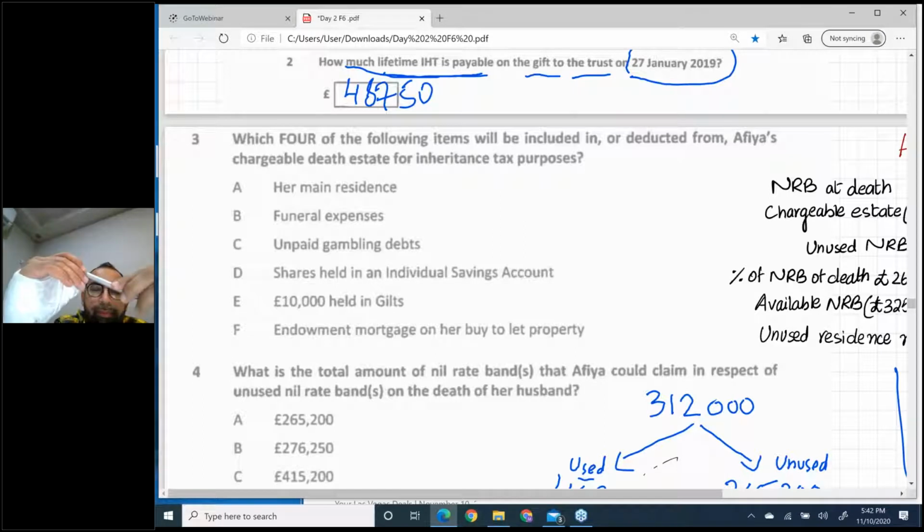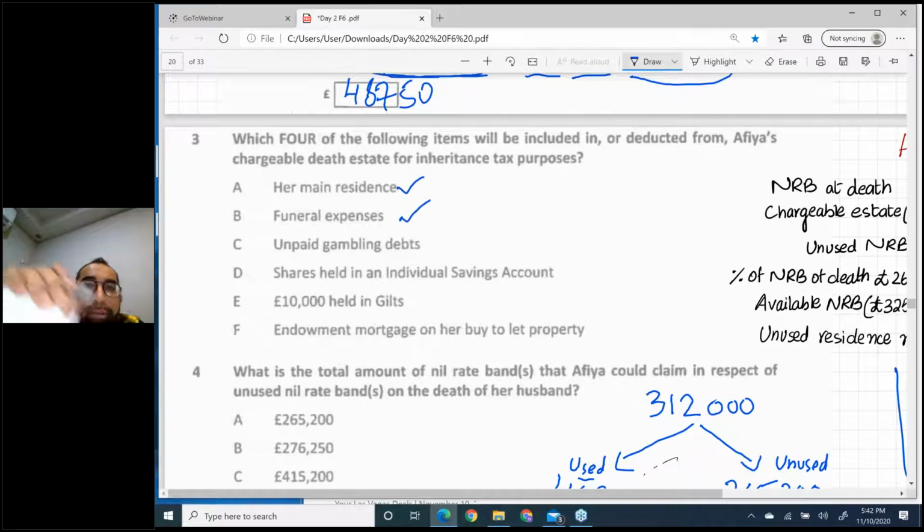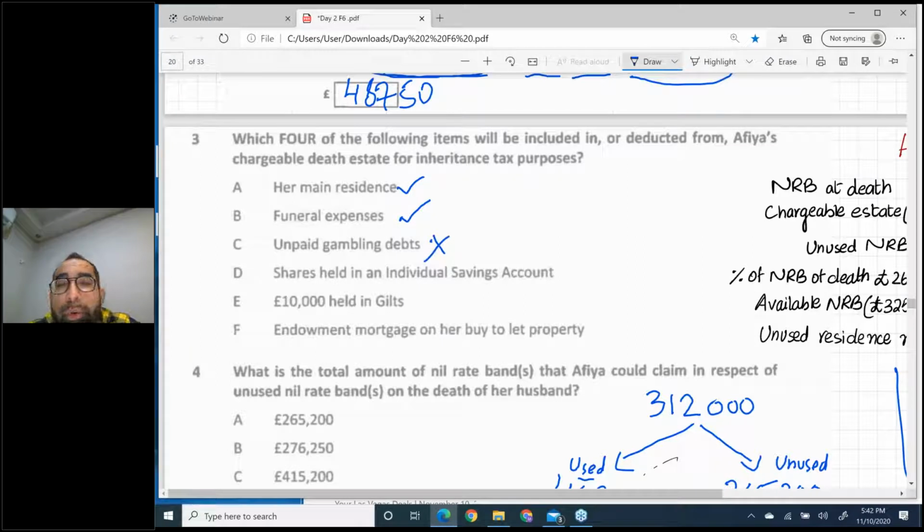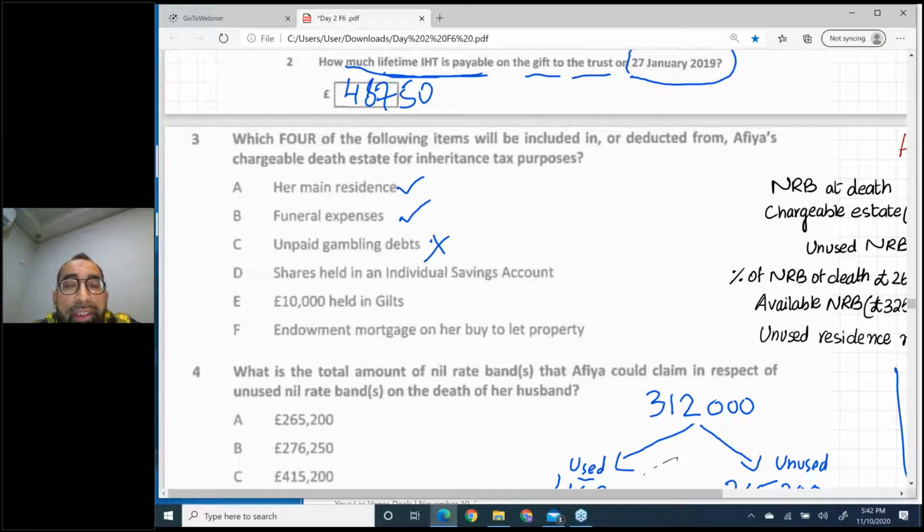So listen. Main residence, yes, obviously you include the main residence. Funeral expenses, yes, you deduct funeral expenses, I taught you. Unpaid gambling debts, no, because you don't receive any consideration in life. Shares held in an individual savings account, yes. An ISA is an exempt asset for CGT purposes, but for IHT it's not exempt. Then 10,000 held in gilts, yes, you have to add. Gilts are exempt for CGT but not for IHT.